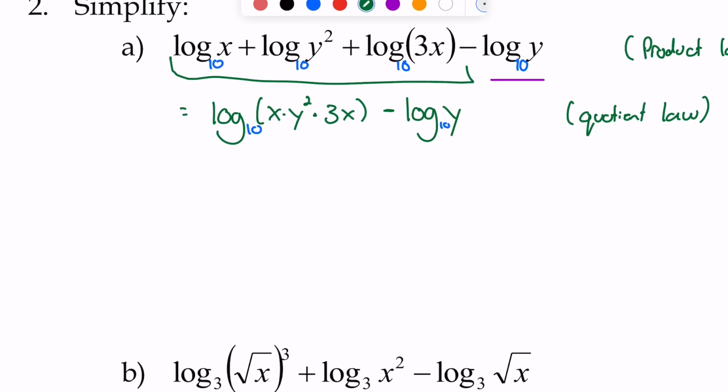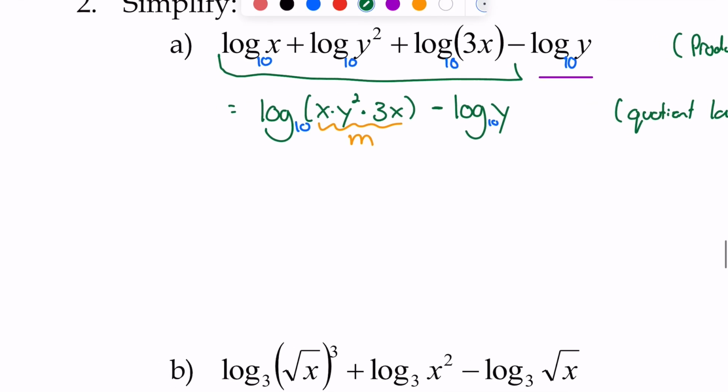And you have the first one, like think of all of this now as just m, the first one being just one big M, right? So you would take everything that you see in the first argument there, and you would just write it as a numerator. So that is x times y squared times 3x, all being divided by y.